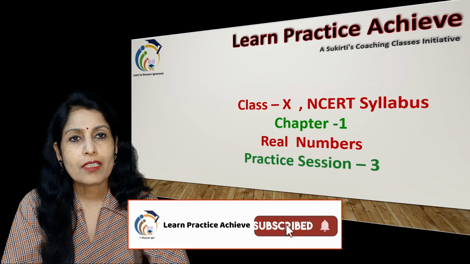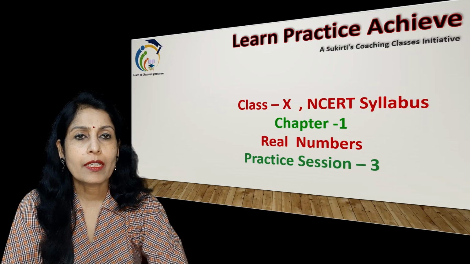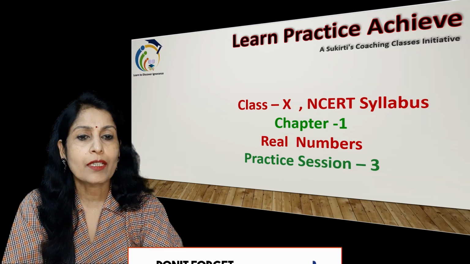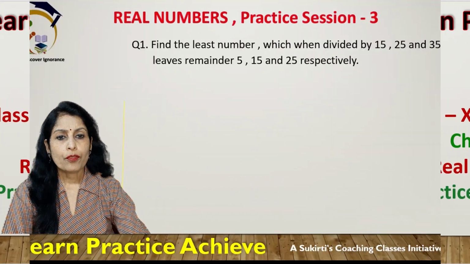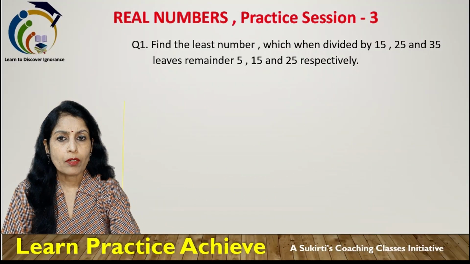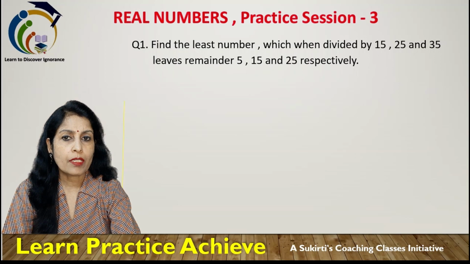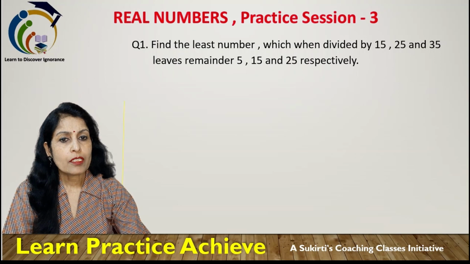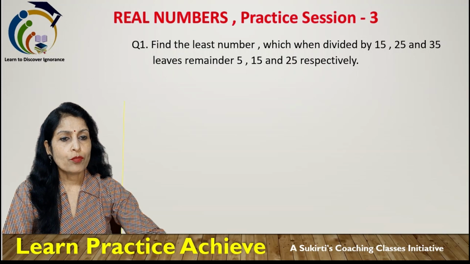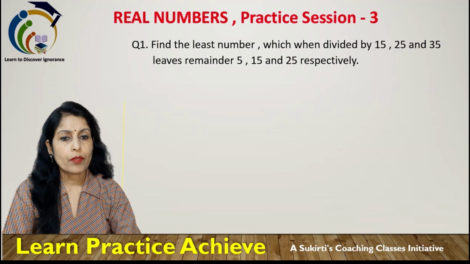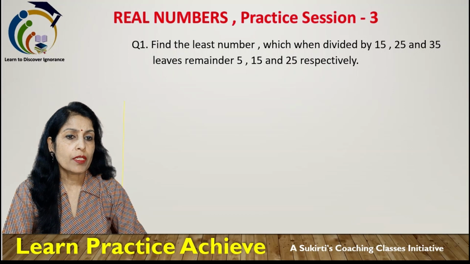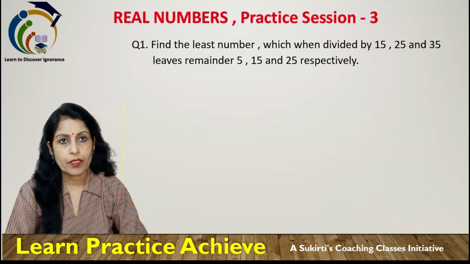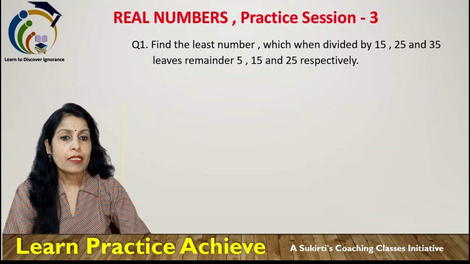Today we will discuss a few extra questions related to HCF and LCM in our practice session 3. So let's start. The first extra question of this practice session 3 is: find the least number which when divided by 15, 25 and 35 leaves a remainder 5, 15 and 25 respectively. Okay.